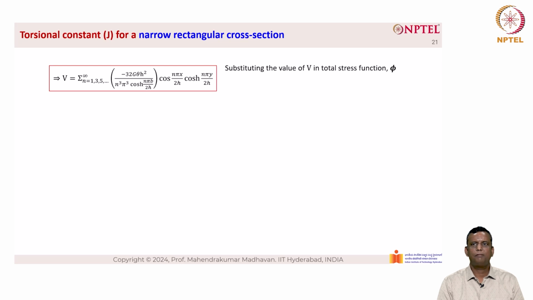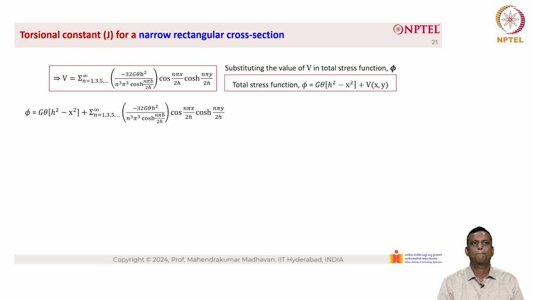So, substituting the value of V in the total stress function phi, we have total stress function phi equal to G theta into h square minus x square plus V of x comma y. So the phi value becomes phi equal to G theta into h square minus x square plus sigma n equal to 1, 3, 5 up to infinity minus 32 G theta h square divided by n cube pi cube cosh(n pi b by 2h) into cos(n pi x by 2h) into cosh(n pi y by 2h).